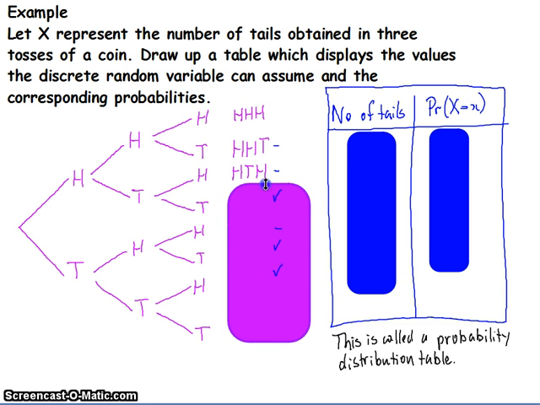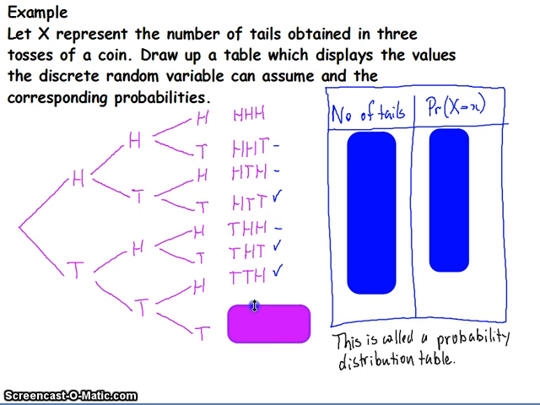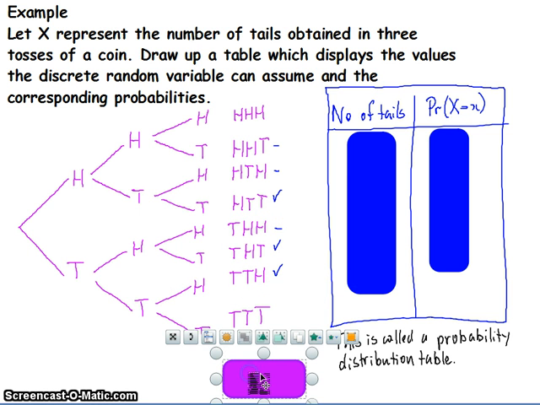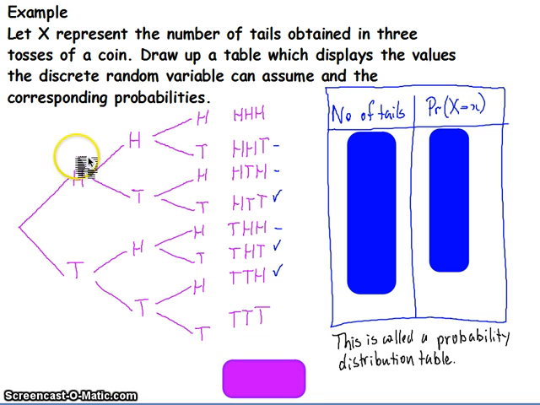Next one would be head, tail, head, head, tail, tail, and so on. And the probability of any one of these, because the probabilities are the same, it's a half here, a half here, a half here, so it would be a half times a half times a half. So 1/8 is the probability here, and every single one of these individual ones has a probability of an eighth.